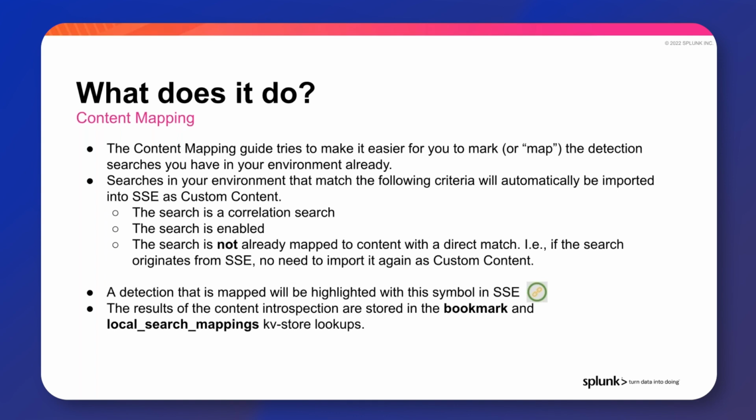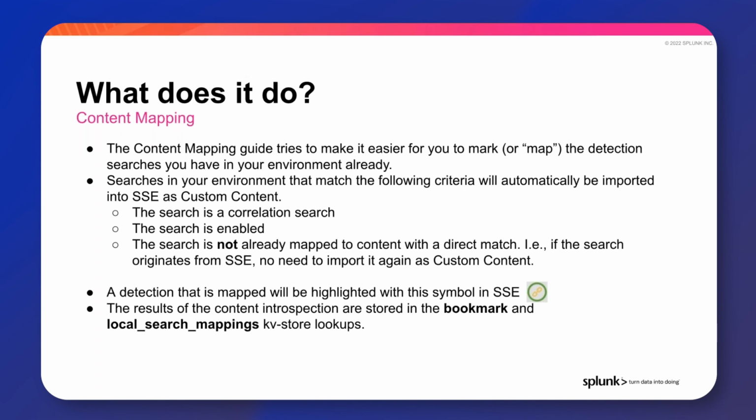When looking at pre-built content in SSE, it's quite good to think about content mapping because you don't want any duplicated content. If you've already got those base searches in and you're at the stage where you're looking for additional value, it's really important to make sure that there's no redundancy between your searches. You don't need to be looking for the same brute force attempts across two different searches because that's going to eat into your resources. It's going to eat into your CPU, and it will affect the speed of your system. So it searches your environment.